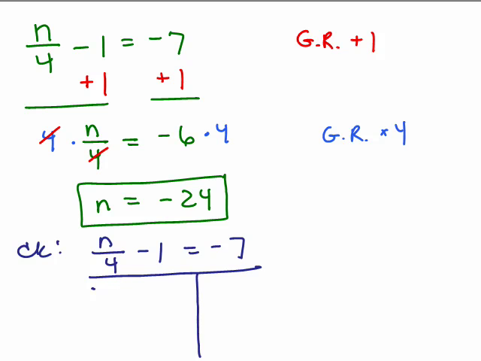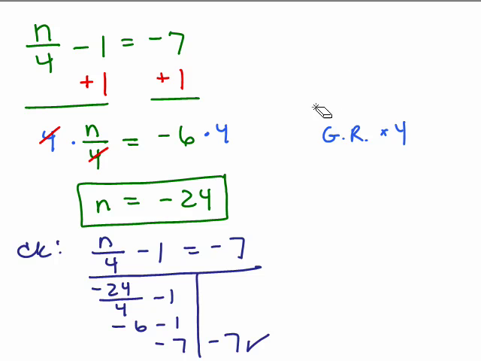We're going to put in a negative 24 for n. So that's a negative 6 minus 1. Negative 6 minus 1 is negative 6 plus negative 1, or negative 7. So it checks, so that would be the right answer. Okay, so hopefully you got the golden rule. I'm going to erase that, show you a different way to do the exact same problem, side by side here.